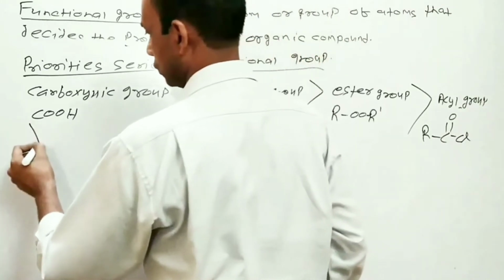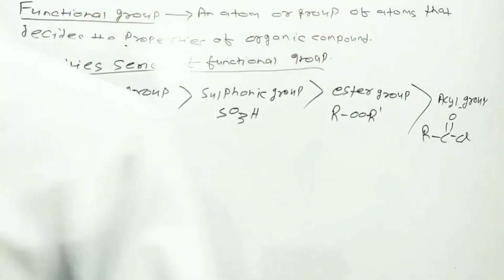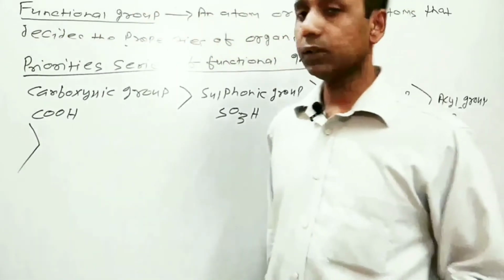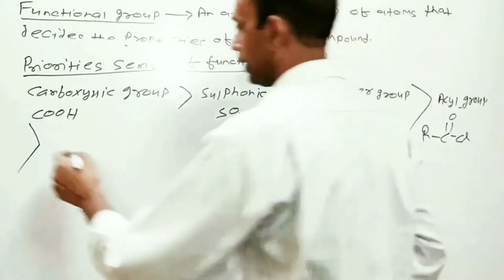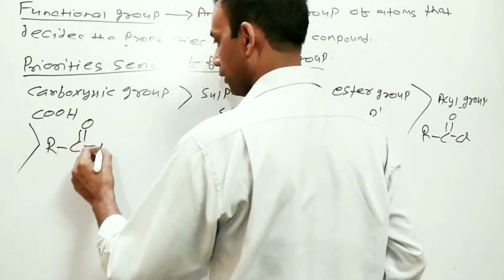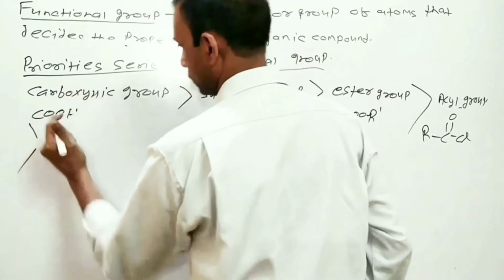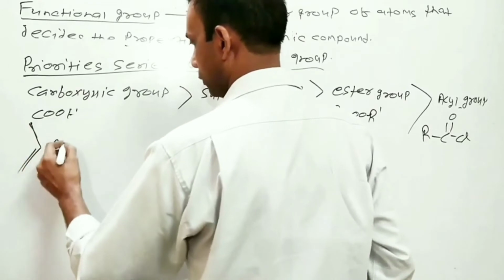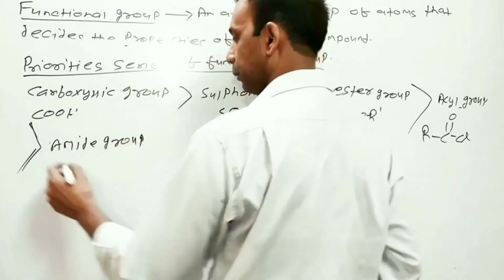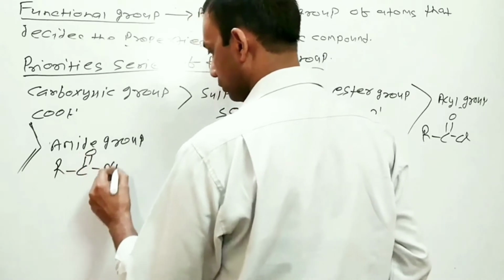Okay. So what next is you need to understand that these priority series are really very, very important. What next is you have amide here. Amide is like R C double bond O NH2. This is called amide group. So the formula for amide group is R C double bond O NH2, right?